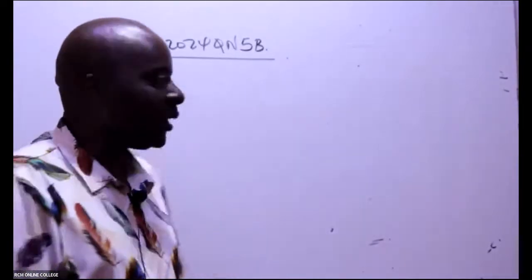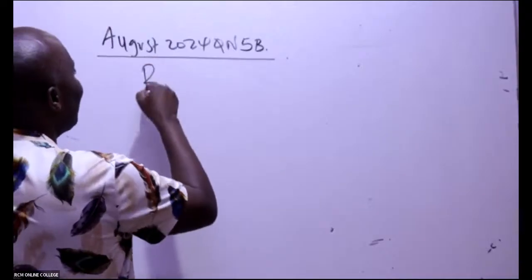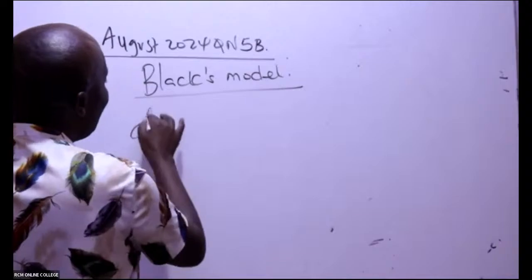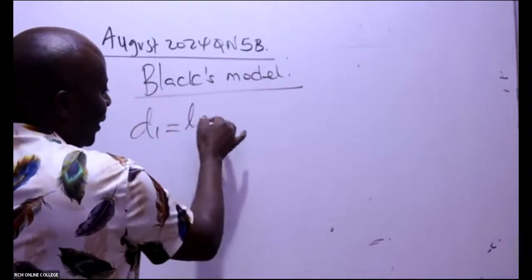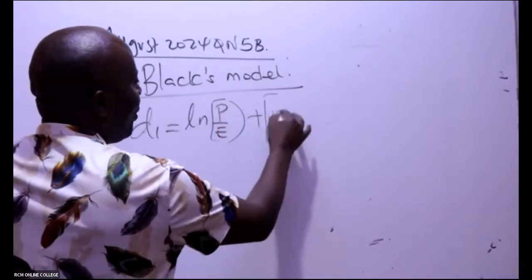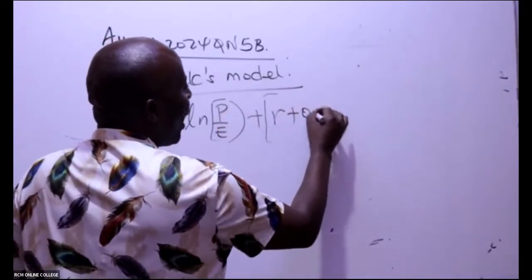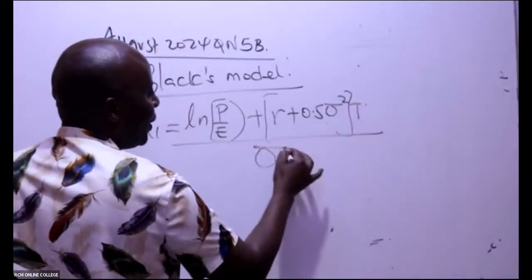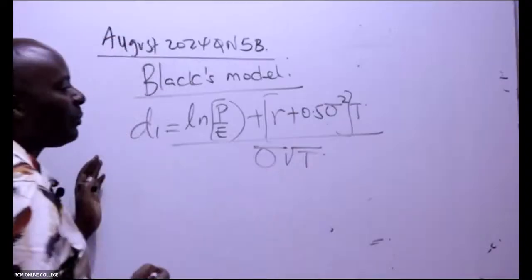The Black's model. Black's model. How do we get D1? Oh, yeah. It is the Napierian logarithm, P over E, plus we have the risk-free rate plus a half of the variance, multiplied by T, over standard deviation root T. So you start by giving us D1.